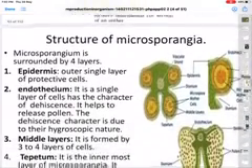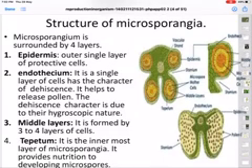Now let's go to the structure of Microsporangia. Microsporangium, as you are able to see in this picture, is surrounded by four layers. The external, outer one is the epidermis. It's a single layer, and its function is to protect the microsporangium. And the second one is the endothecium. It's again a single layer of cells, characteristic of dehiscence. It helps to release pollen. The dehiscence character is due to its hygroscopic nature.